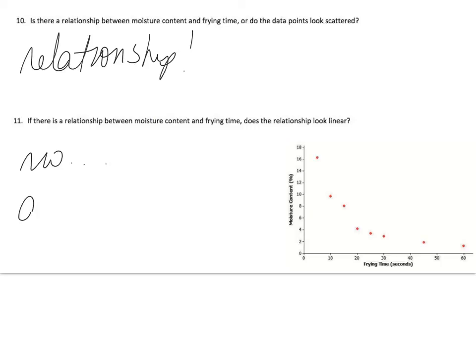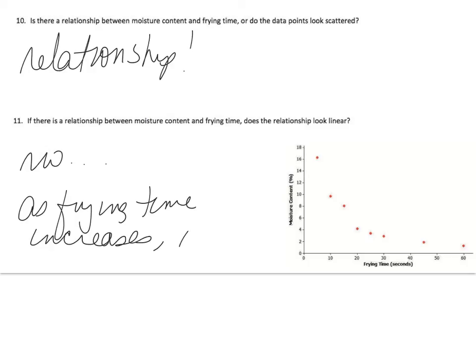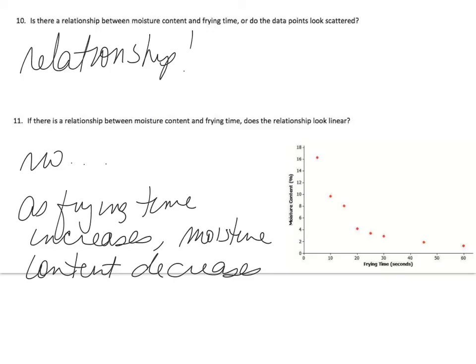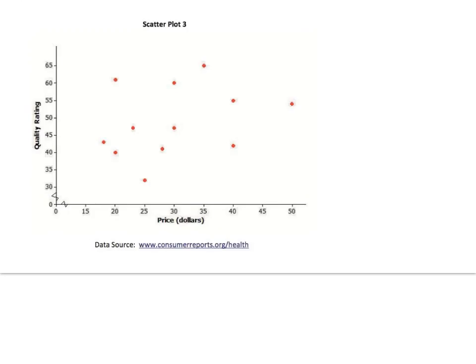So as frying time increases, moisture content decreases. It doesn't look linear to me. It looks curved. Okay, scatter plot 3. That's what it looks like to me. Let's see what the book says.